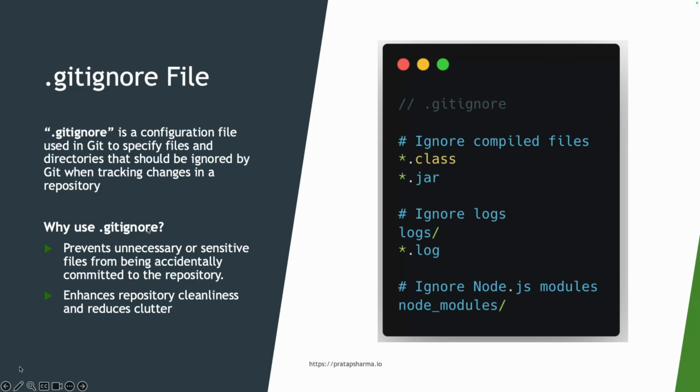So why should we use .gitignore? It helps us prevent unnecessary or sensitive files from being accidentally committed to the repository, and also it enhances our repository cleanliness and reduces clutter.